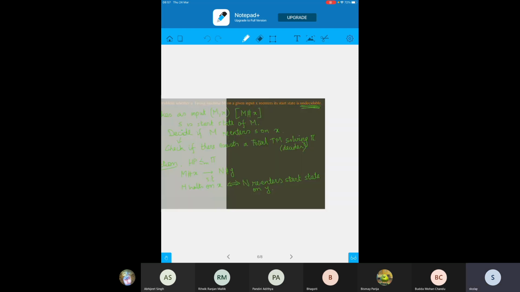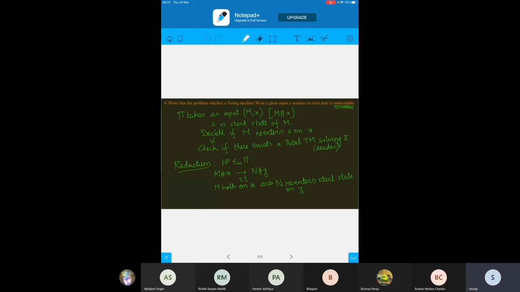Okay, so we constructed this M hash x to N hash y. We constructed N in such a way that its starting state is separate from all other states of M, and in one step we go from this special start state of N to the original start state of M, and then we also set y to be x, and N basically simulates M on x.